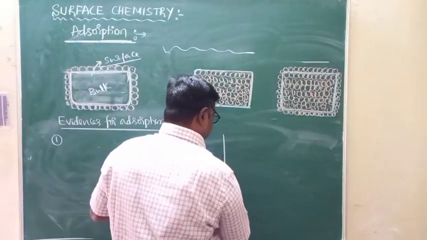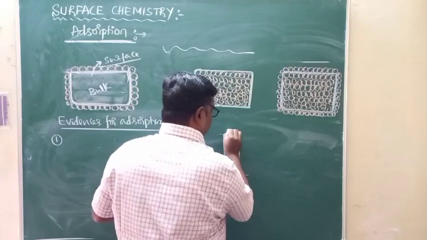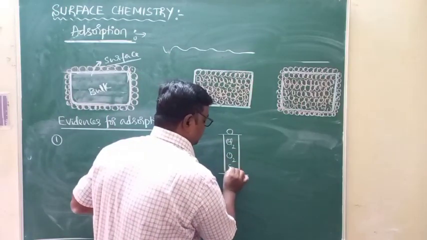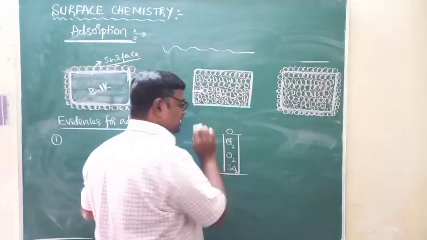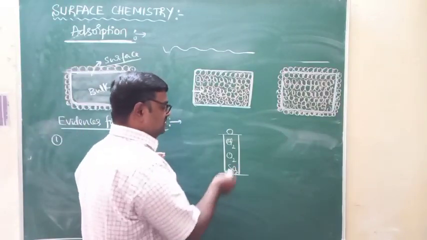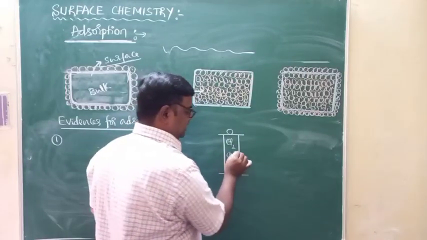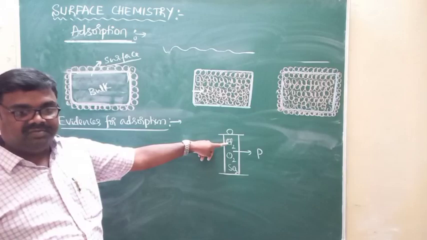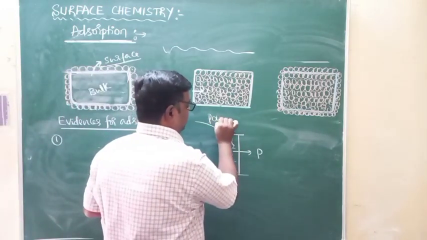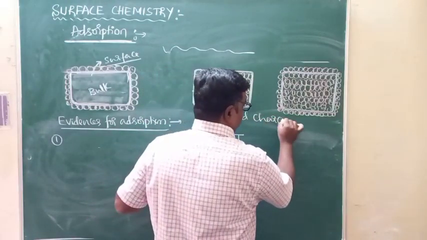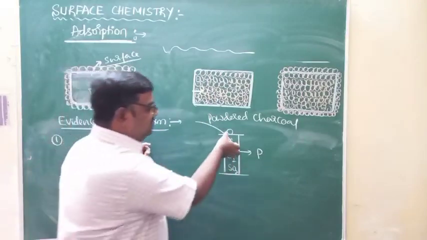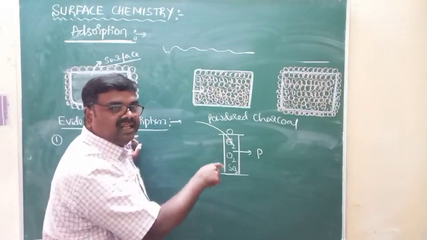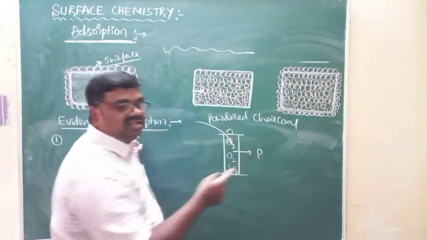Just imagine a gas jar in which various gases are present, like chlorine, oxygen, sulfur dioxide. The gas jar is closed, so the gas inside is characterized by a certain pressure. If I introduce some powdered charcoal into the gas jar, the pressure of the gas inside the gas jar decreases because of adsorption of gases on the surface of the charcoal.